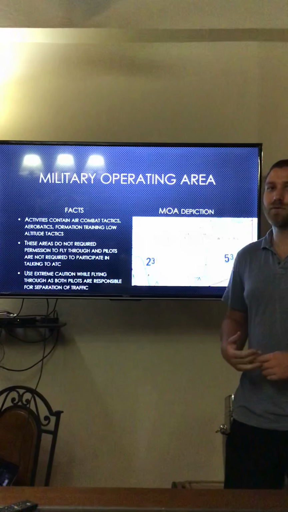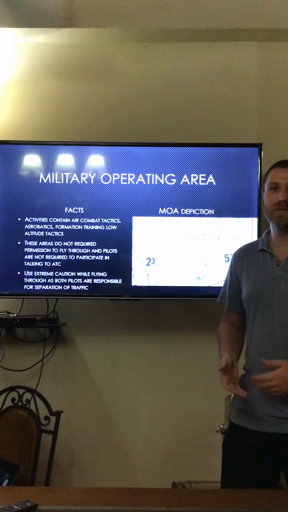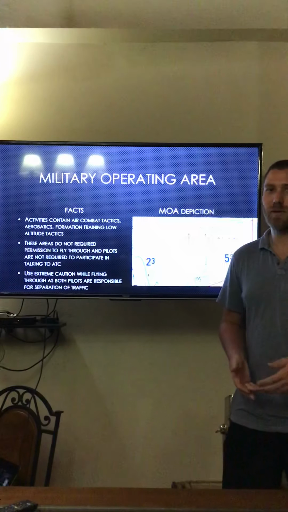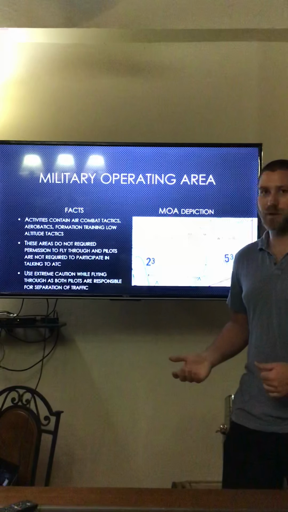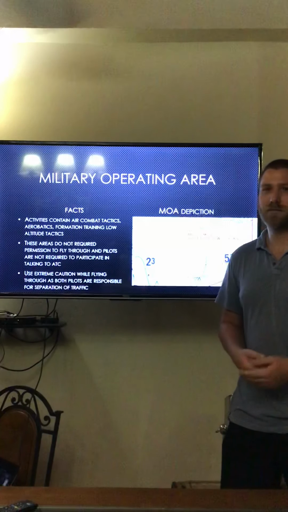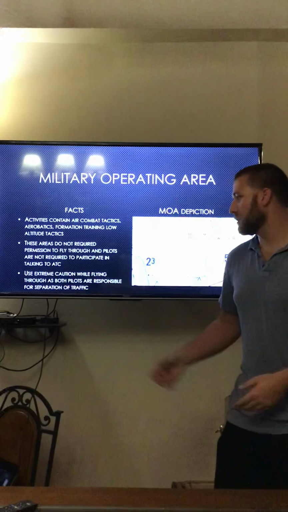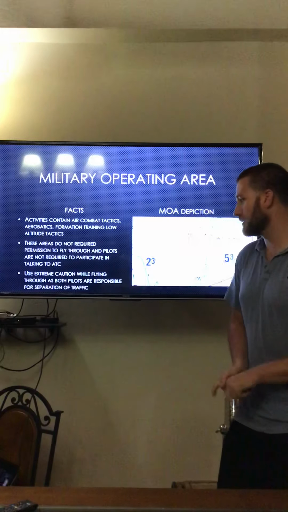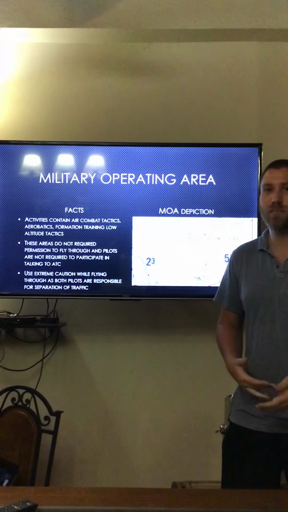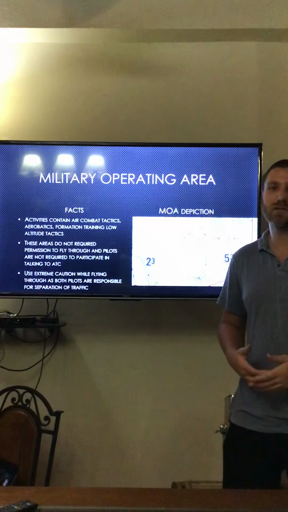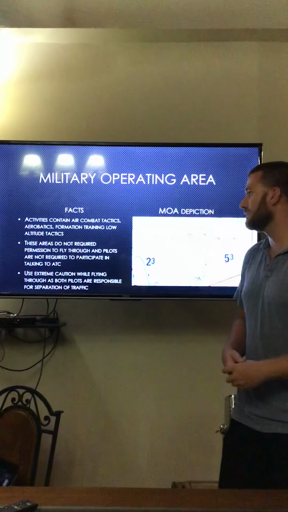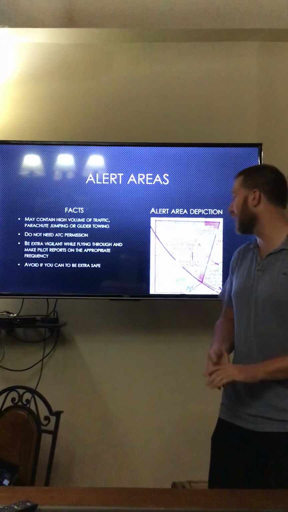So you do not need to have permission to fly through MOAs, but it's a smart idea maybe to get flight following just because there could be aircraft in there doing aerobatics or just flying every which way direction and every altitude. So use extreme caution when flying through MOAs, as both military pilots and civilians are responsible for aircraft separation.